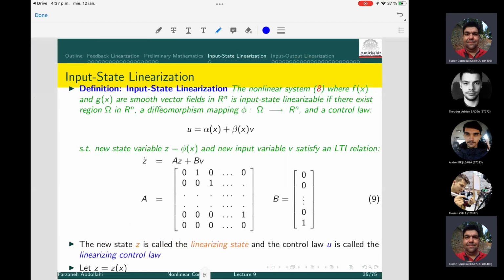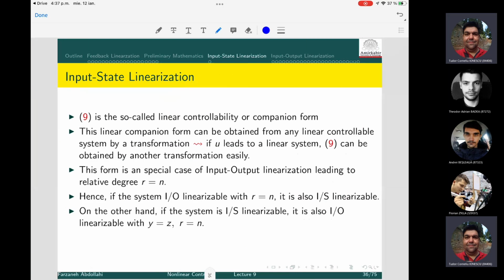Look at number 9. Look here at the shape of A and B. This is in controller canonical form. This linear companion form can be obtained from any linear controllable system by a transformation if u leads to a linear system. So if u is linearizing, then you can easily bring any linear system to controller canonical form.